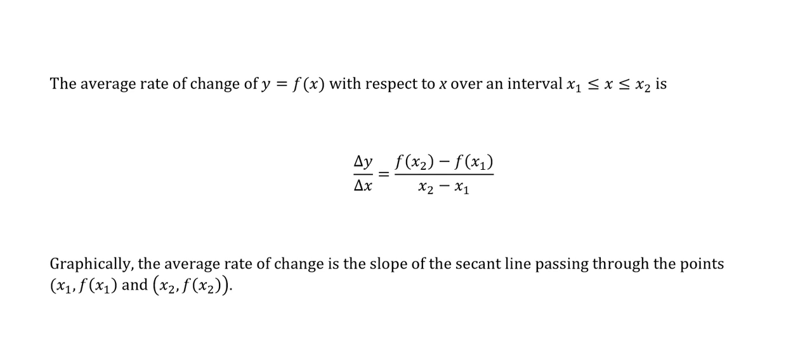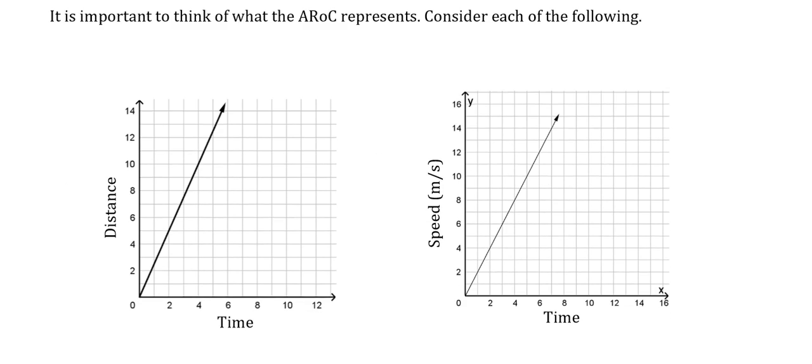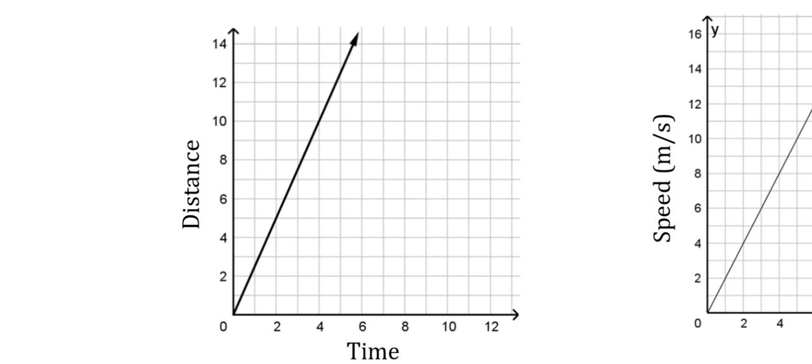It's the slope of the secant that passes through those 2 points. You don't write this down, but just watch. As I said, it's really important to think about what the average rate of change represents. So take a look at these two, and if you've taken physics or if you've done a lot of science, you've probably already done lots of this, and this is going to be easy for you as well, but maybe some of you haven't done it or find it tricky.